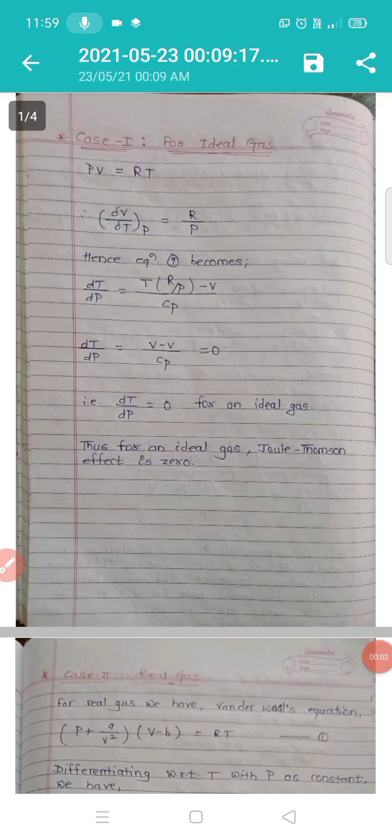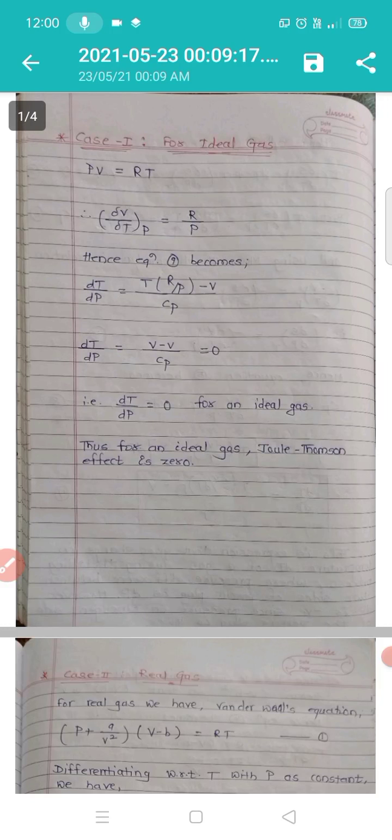Hello students, in this class we are going to learn about the Joule-Thomson effect for ideal gas and real gas. First, we have learned what the Joule-Thomson effect is. When a gas under constant pressure is forced through an insulated porous plug to a region of lower constant pressure, its temperature changes. This is called the Joule-Thomson effect, and it is also known as the throttling process. The change in temperature is proportional to the pressure difference between the two sides of the plug.